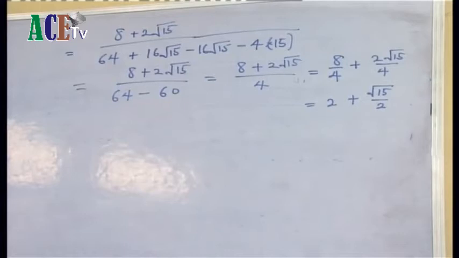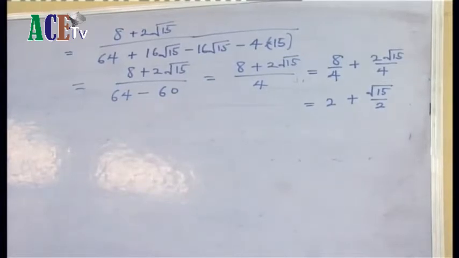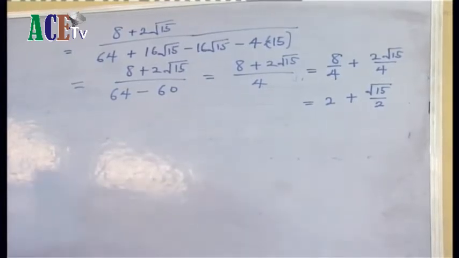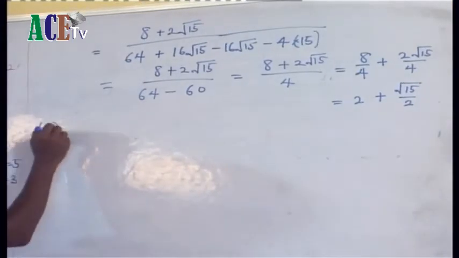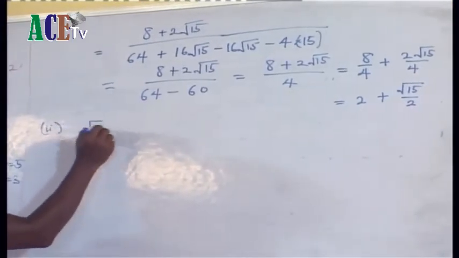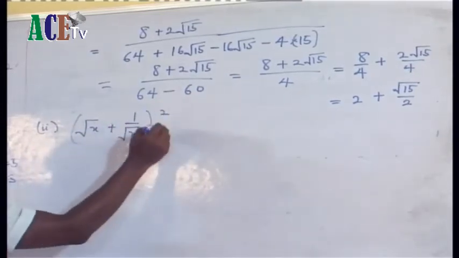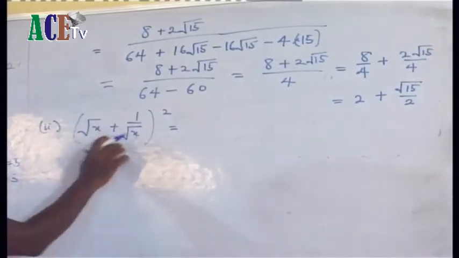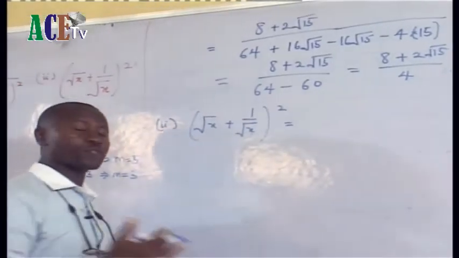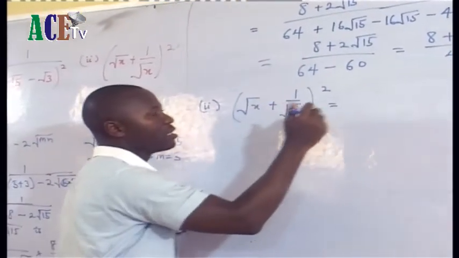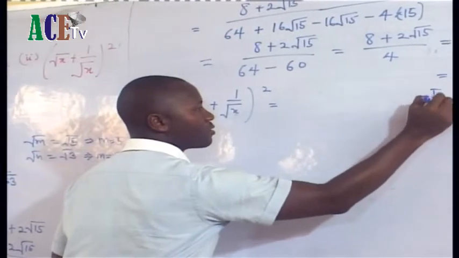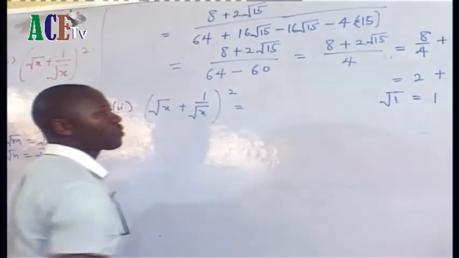So we can now move on to example 2. In our example 2, we would have the square root of x plus 1 all over square root of x, all squared. Now, from our concept, the rules of surds, we know that the square root of 1 is 1.